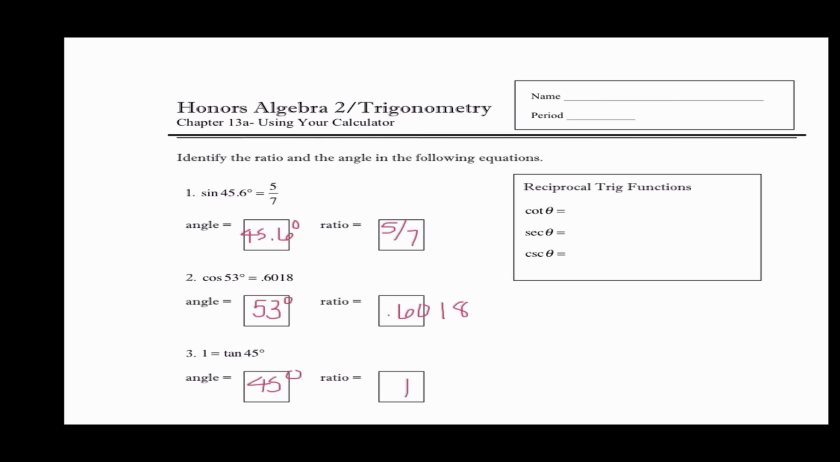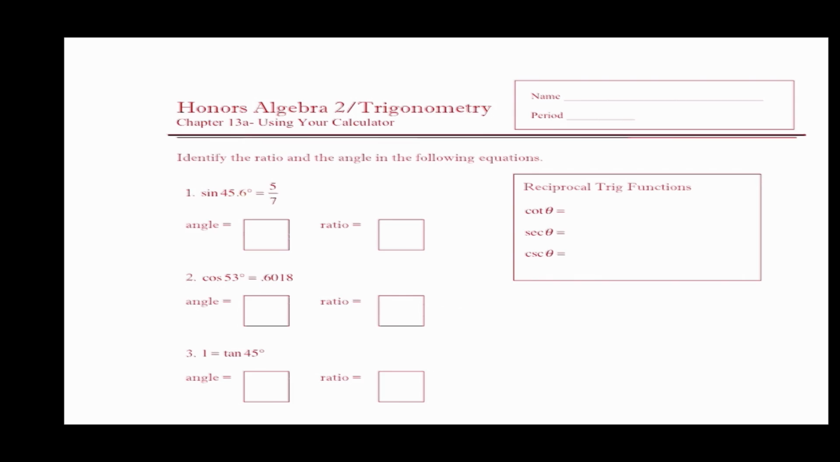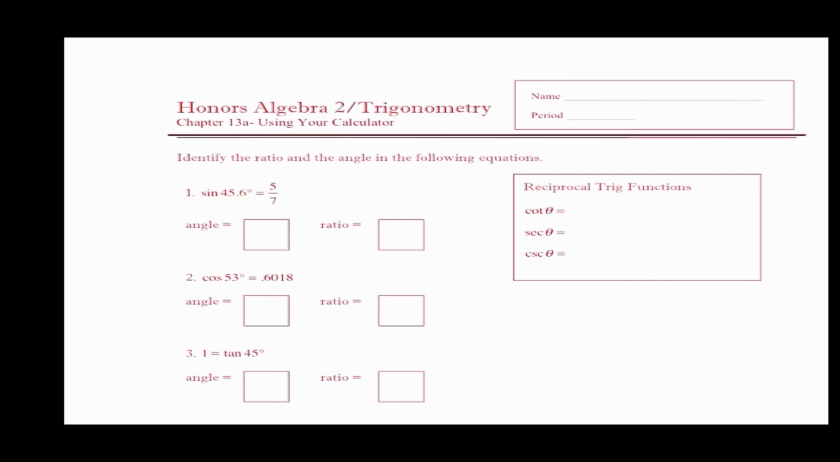And number 3, we can definitely see that our angle here is 45 degrees and our ratio is 1. So don't let it throw you off that the trig function here is on the right side of the equation. The other thing I want us to remember is that cotangent is 1 over tangent, secant is 1 over cosine, and cosecant is 1 over sine, because we are definitely going to be using those a lot today.